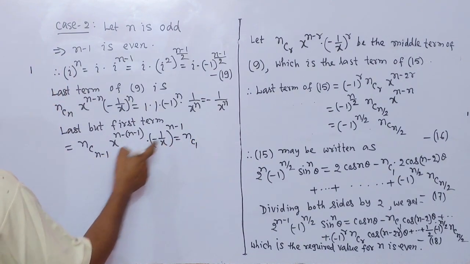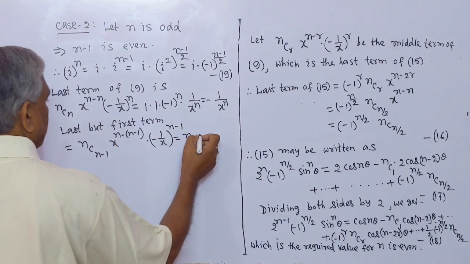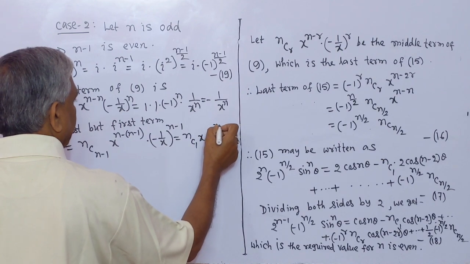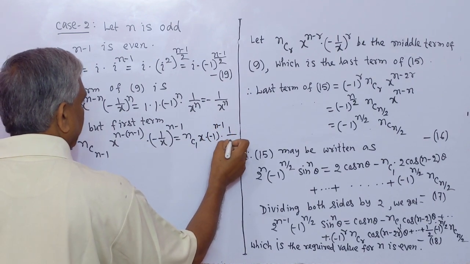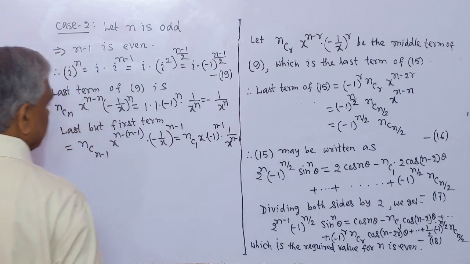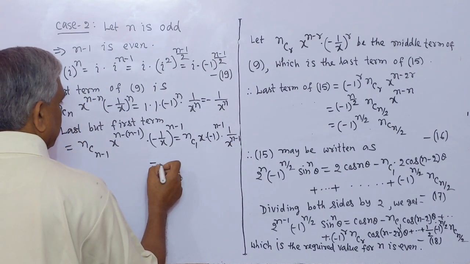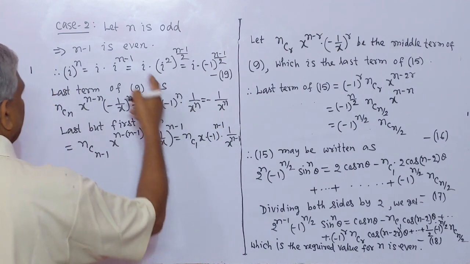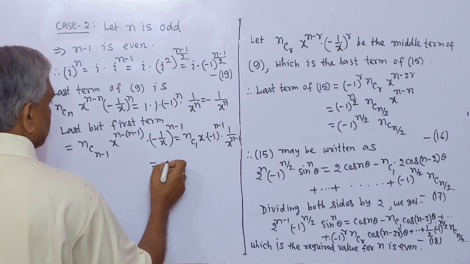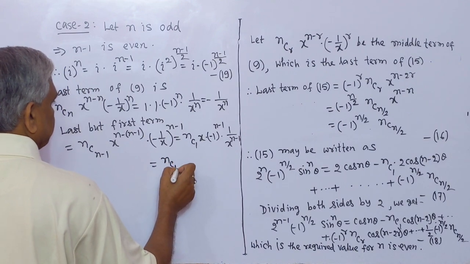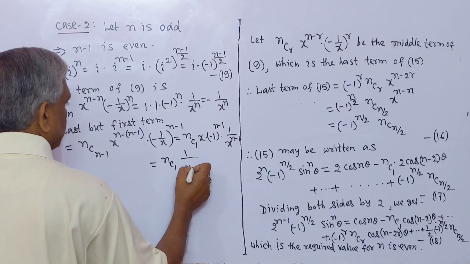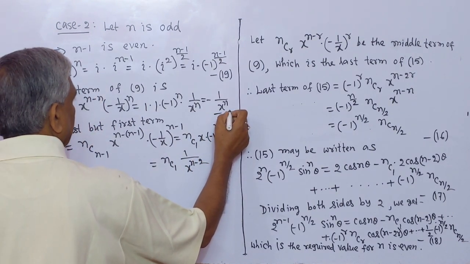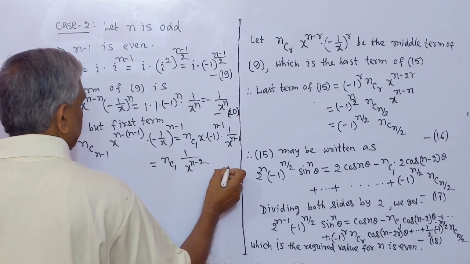n minus 1 is nC1. This is x multiplied by minus 1 to the power n minus 1, multiplied by 1 by x to the power n minus 1, and this will be equal to minus 1 to the power n minus 1. N minus 1 is even, so this is positive. So here nC1 1 by x to the power n minus 2. This is 20. This is 21.